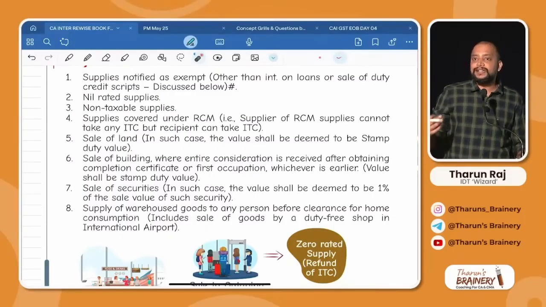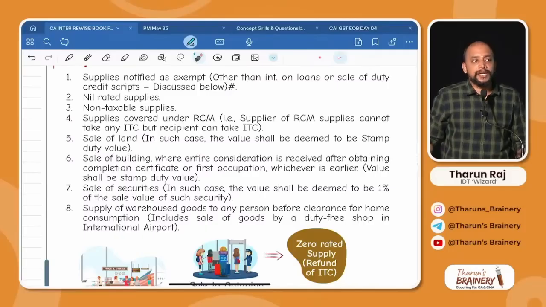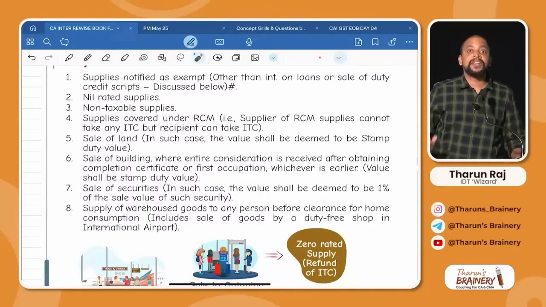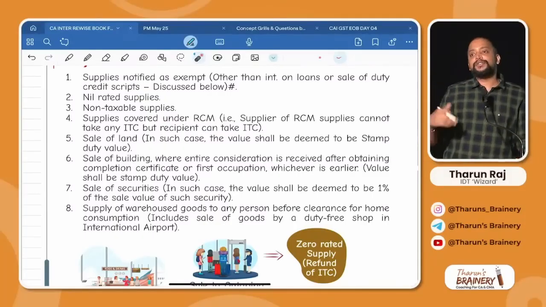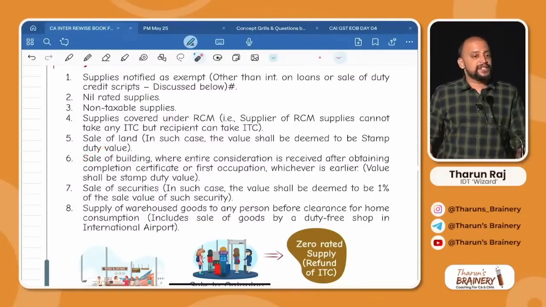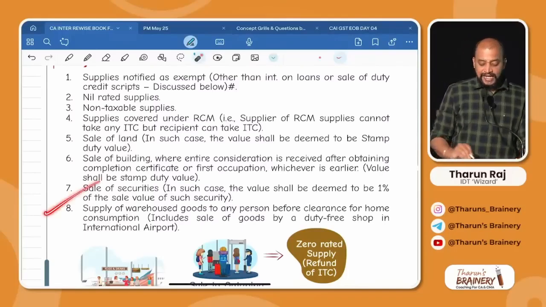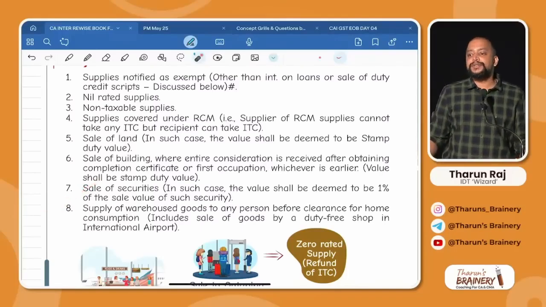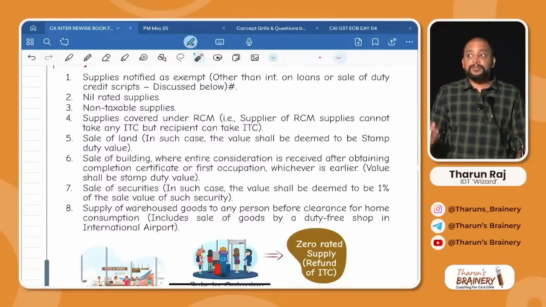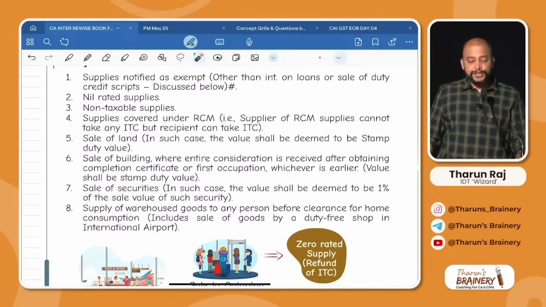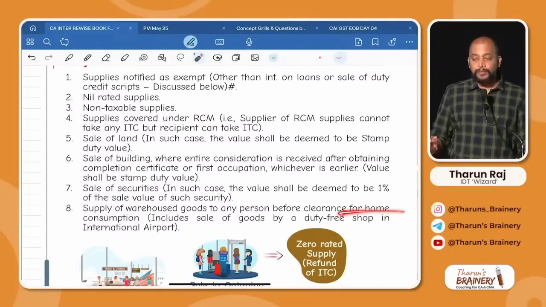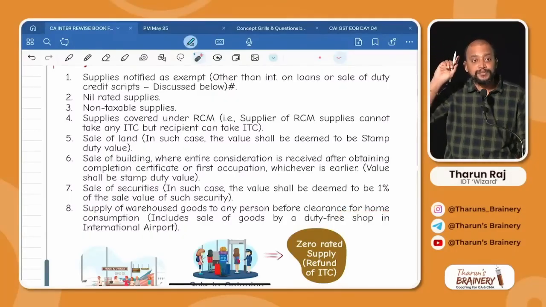Which land is excluded from supply? Is it before obtaining the completion certificate or after obtaining the completion certificate? After obtaining the completion certificate, even though it is not a supply, for ITC purpose it is treated as an exempted supply. Even sale of securities. Sale of securities is neither goods nor services, am I right? But it will be treated as an exempted supply for the purpose of ITC. Then supply of warehoused goods to any person before clearance for home consumption.